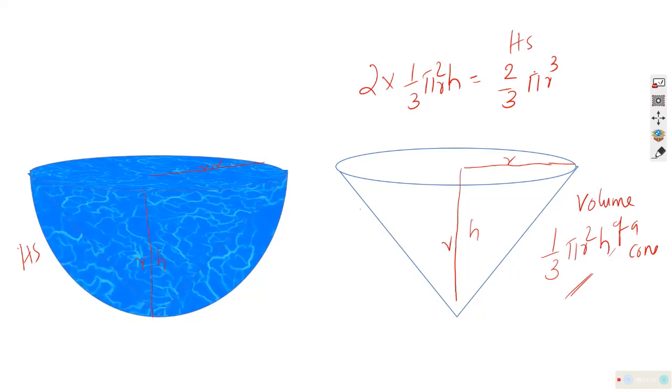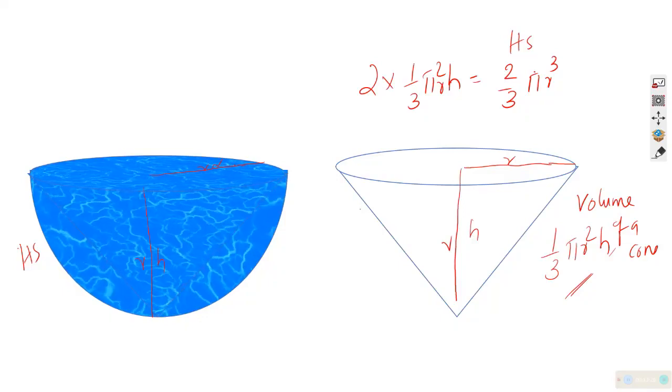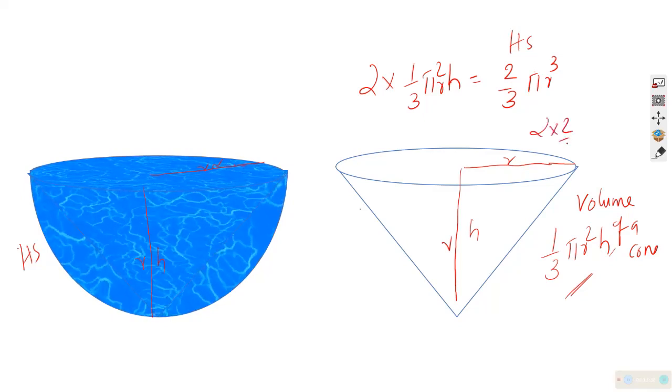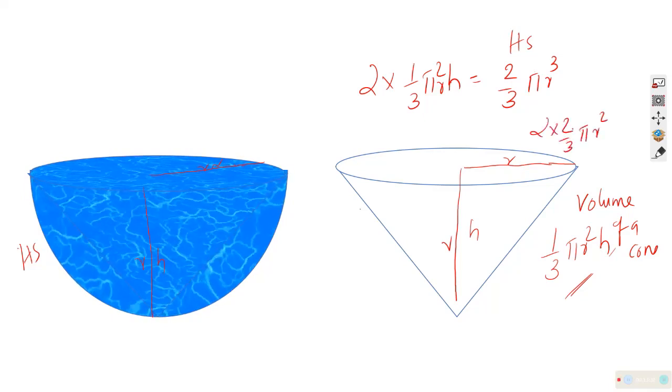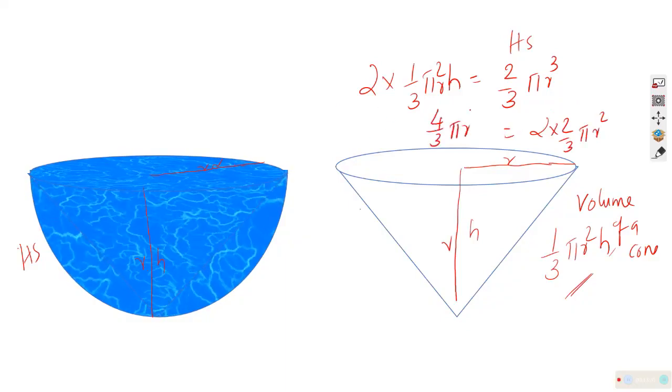If this is the volume of hemisphere, 2/3 pi r cube, then naturally 2 times of that will be the volume of a sphere. That is 2 into 2/3 pi r cube, which is equal to 4/3 pi r cube. Understood?